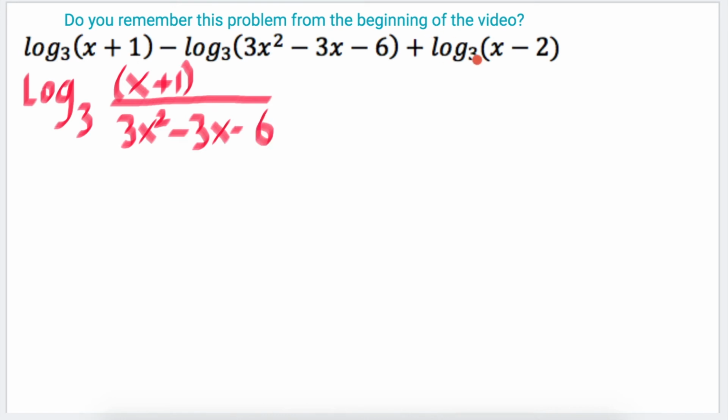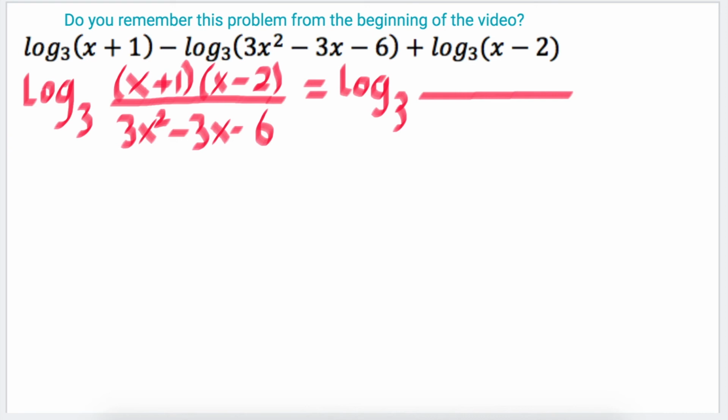The last logarithm is separated by a plus sign. That means I need to multiply x minus 2 times x plus 1, and that just goes in the numerator. So now we have this quotient of a product in the numerator and a quadratic expression in the denominator. This is a really huge hint in mathematics: we probably want to factor the denominator. The first thing I'm going to do is factor out a common multiple, which is 3. So I'm going to write the numerator. It's going to be the same, x plus 1 and x minus 2.